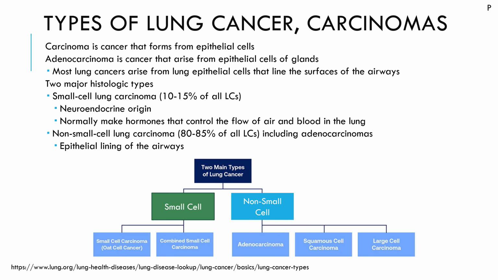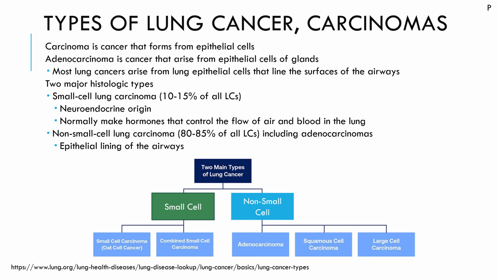There are types of lung cancer and carcinomas. Just a definition before we get too far along. A carcinoma is a cancer that forms from epithelial cells. An adenocarcinoma is a cancer that arises from epithelial cells of glands, and in the case of the lung, these are mucus-producing cells. Most lung cancers arise from lung epithelial cells. These are the ones, again, that line the surface of the airway, those tubes that I'd showed you earlier.